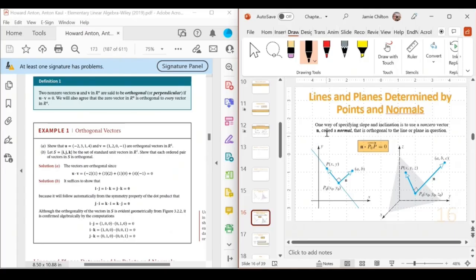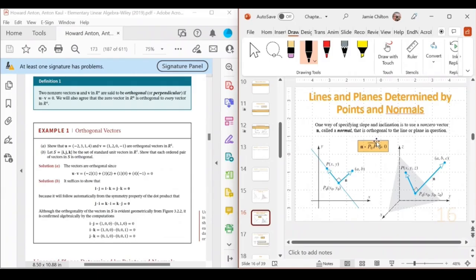The way that we are going to specify the slope and inclination is to use a non-zero vector n that is going to be called a normal. It's not to be confused with a norm, because that's just your length or your magnitude. Now we're actually finding a non-zero vector n. They are going to be using the notation n pretty regularly. This vector n that's a normal is going to be perpendicular to whatever line or plane is in question. So by finding that normal, you have yet another way to define the slope of that line or the inclination of that plane. So we are going to be looking at that.